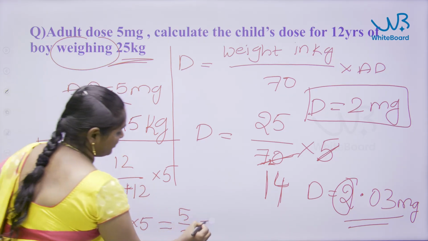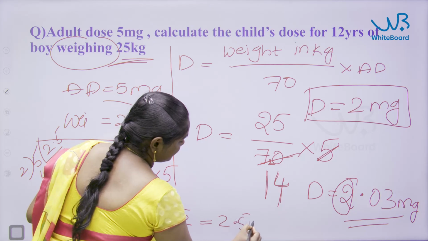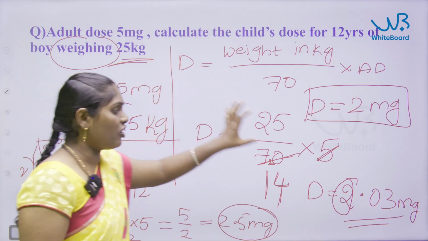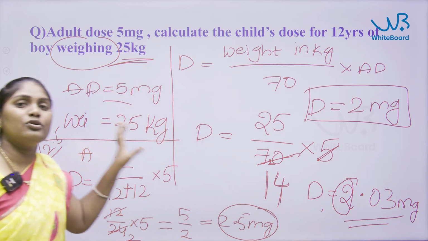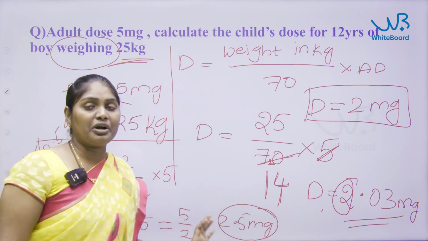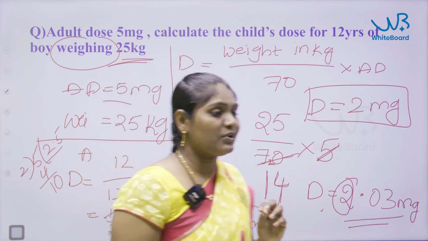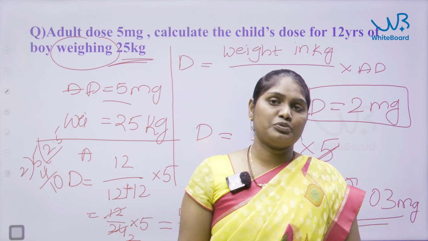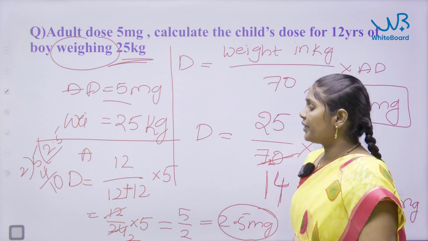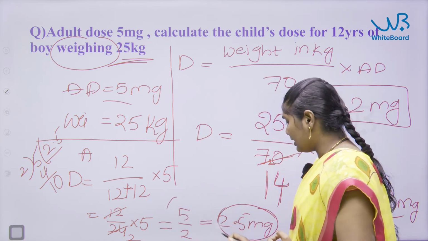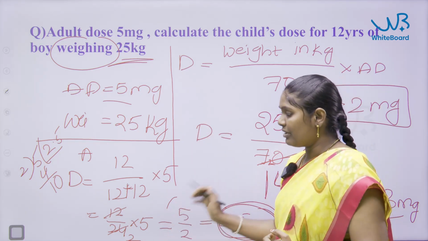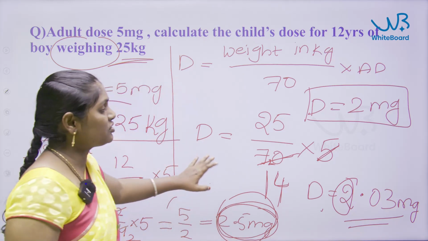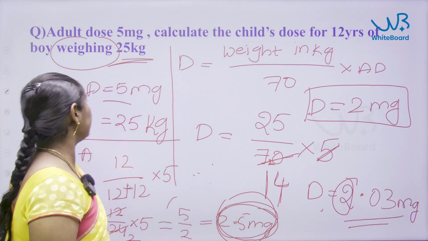2.5. So we got an approximate answer by using both the formulas. By using Clerk's formula we got 2, and by using Young's formula we got 2.5. So mostly approximate answers will be there, which means you can calculate approximately and put the correct option which is matching for you. So we got near answers. That is our Young's formula: by using Young's formula it is 2.5 mg, and by using Clerk's formula it is 2 point something, like that.